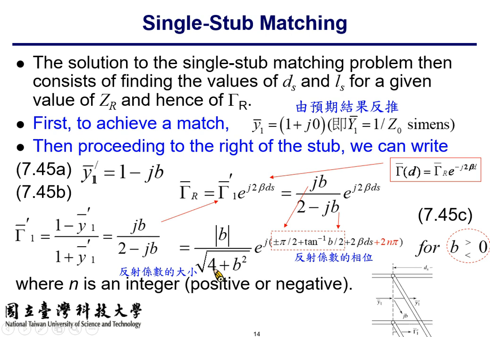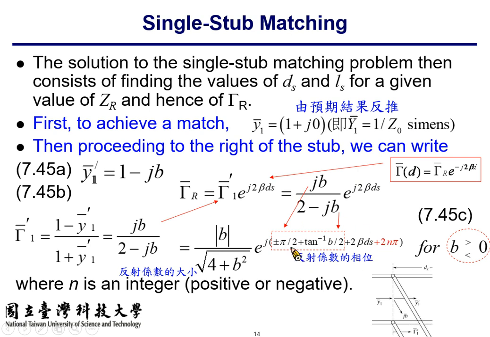The next problem is what the length of the short stop, LOS, should be so that you can create this susceptance. Another question is, what is the distance at which to connect the short stop to the main line?